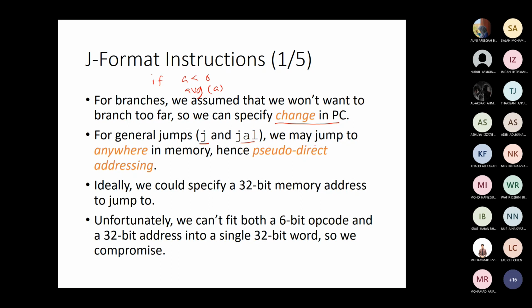position. Using a general jump, we may jump to anywhere in the memory. Hence, what we call pseudo direct addressing. J format is what we call pseudo direct addressing. Ideally, we could specify a 32-bit memory address to jump to. Unfortunately, we can't fit both a 6-bit opcode and a 32-bit address into a single 32-bit word. So we need to compromise.